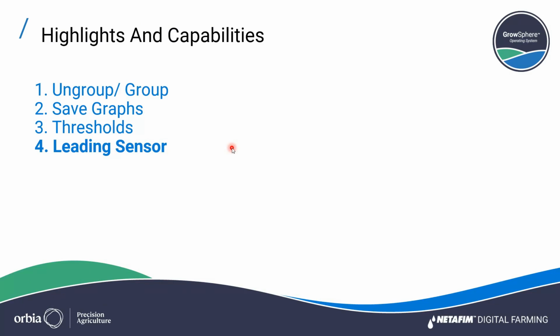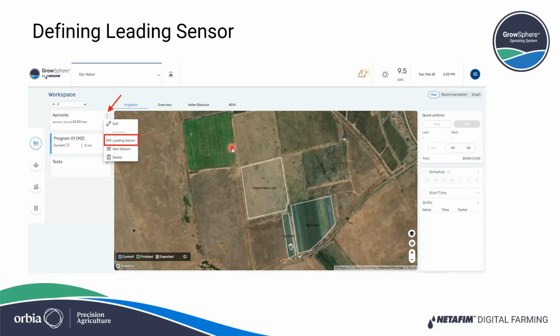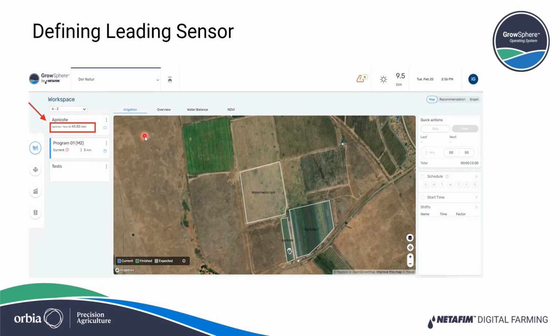Okay, so these are the thresholds. And the last one I want to share with you is the leading sensor. The leading sensor is a sensor that you find is the most informative, or something that you wish to have just in front of you all the time, the value of it. So to define the leading sensor, you go to the workspace and you click on the three dots. You have the leading sensor. You choose it from a list, which one is the leading sensor, and that's it. Once it is chosen, you have the value all the time on the map, the last readings. Okay, this is the leading sensor.